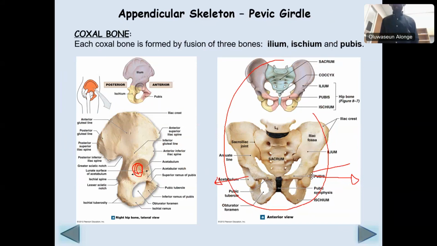Think about it: when you're standing, your femur is on the lateral side, right? It's on the side. So the acetabulum is facing that side, and the femur just plugs into it. All right, so here's the acetabulum right there. And here we have what we call the obturator foramen. Here we have what we call the canal, which I'll talk about. This is actually what forms the birth canal in women.